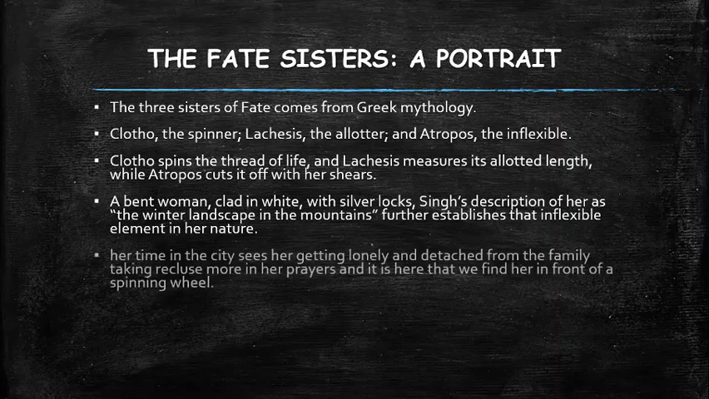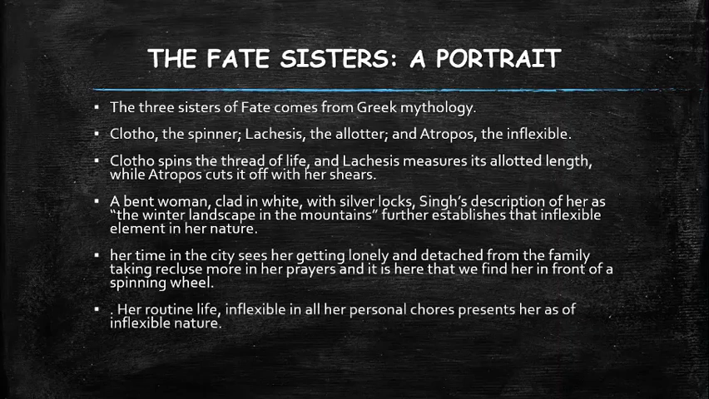However, her time in the city sees her getting lonely and detached from the family, taking recluse more in her prayers, and it is here that we find her in front of a spinning wheel. This image of hers relates her to the Fate sisters, more precisely to Atropos. It is as if, realizing that her role in the family is coming to an end, she measures the length of her life on the spinning wheel, day after day without change, counting for that final hour.